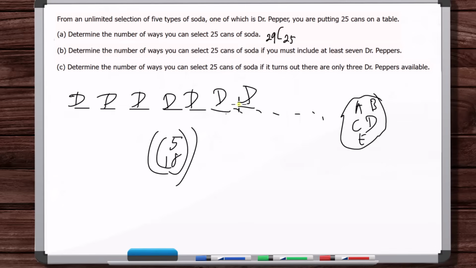we're only counting one configuration of the 7 Dr. Peppers, right? We have to count the other configurations. There is no other configurations. We don't care where these 7 Dr. Peppers are distributed within the other 18. It's combinations, not permutations. So, okay, 18 plus 5 is 23. 23 minus 1 is 22. So 22, choose 18.